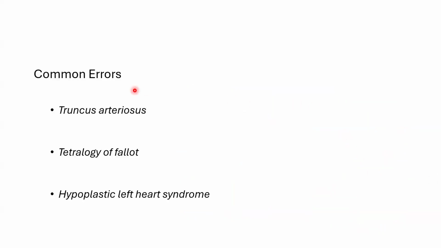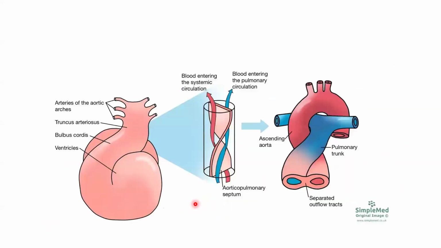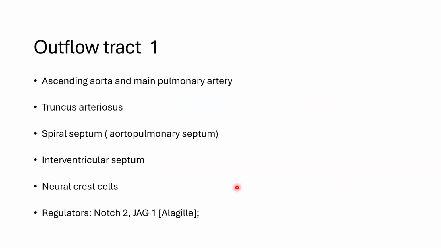error of septation. So if the truncus arteriosus does not septate, then you have what you call the truncus arteriosus, a common trunk. If it septates preferentially to the left, then you end up with the tetralogy of Fallot. And if it septates preferentially to the right, then it narrows the aorta and you end up with hypoplastic left heart syndrome. Okay, and most of these arise from the TBX genes and NOTCH1.